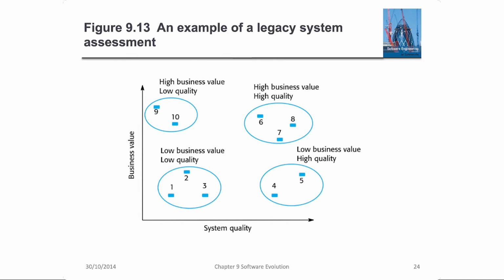Bottom left quadrant systems have low business value and quality, suggesting they might be candidates for decommissioning. Top left quadrant systems, despite having high business value, have low quality and may need significant re-engineering or replacement. Finally, systems in the bottom right quadrant, while of high quality, offer low business value and may be maintained less aggressively or phased out completely if they no longer serve a critical business need.